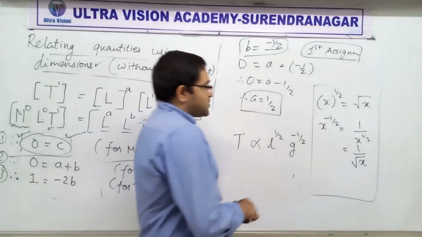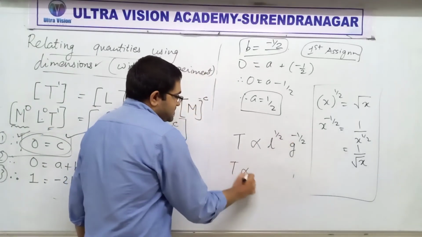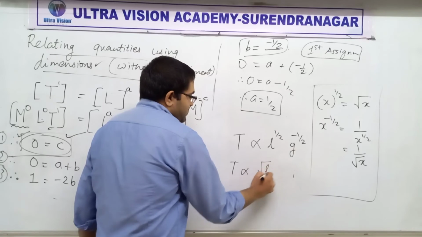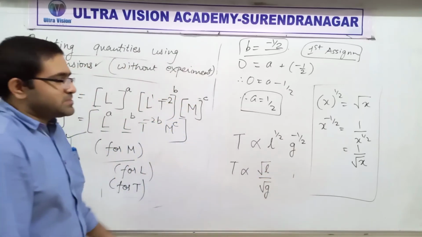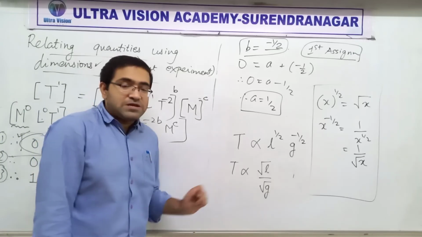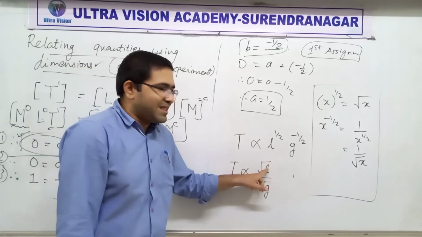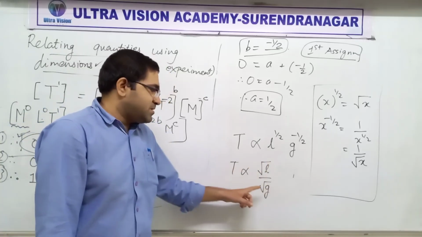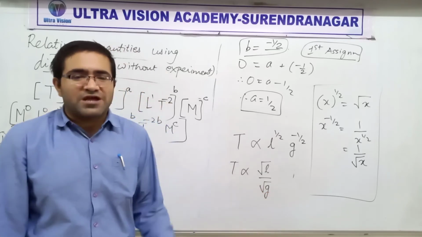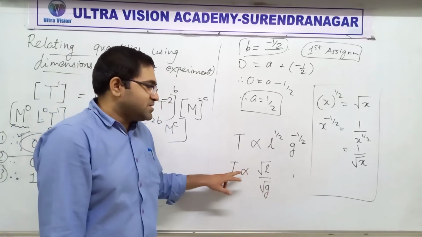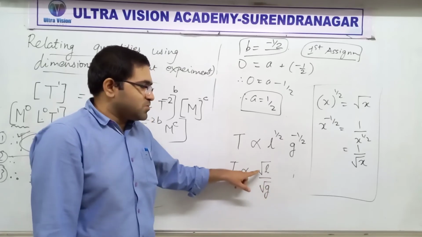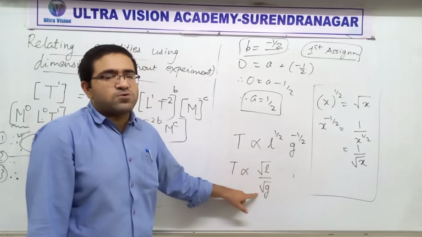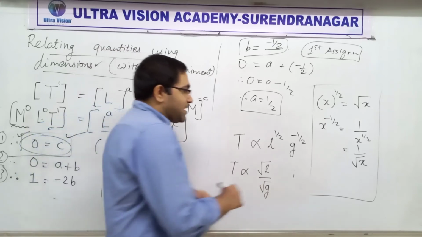Now, if you use it here, this means as follows. Time period depends on root of length and time period depends on root of g, inversely dependent, that is in the denominator here. So T is proportional to root of L divided by root of g, but does not depend on mass.